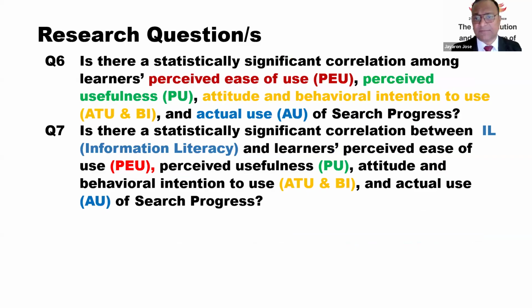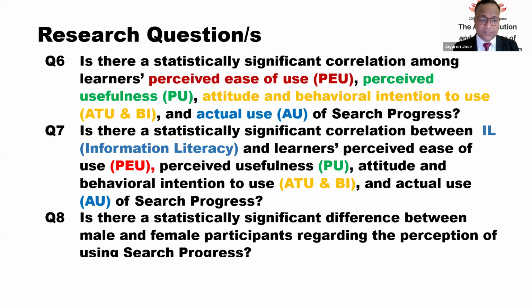Is there a statistically significant correlation among these different constructs in the TAM framework: perceived ease of use, perceived usefulness, attitude and behavior intention to use, and actual use of Search Progress? Since it focuses on information literacy, another sub-question was formed. Is there a statistically significant correlation between information literacy and learners' perceived ease of use, perceived usefulness, attitude and behavior intention to use, and actual use of Search Progress?